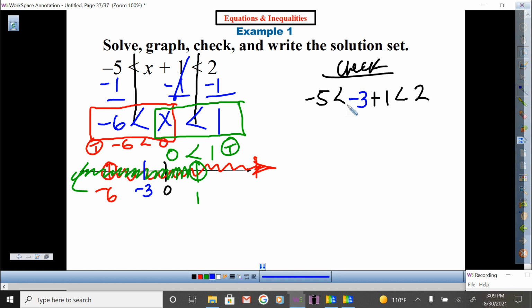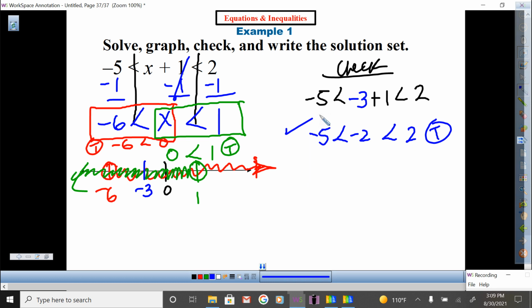Let's substitute it in here. So we got negative 5 less than, what is negative 3 plus 1? That's negative 2. Let's read this part first. Is negative 5 less than negative 2? Yes. Now bring down the other inequality sign and the 2. Is negative 2 less than positive 2? Yes. So that means it worked for all of them.